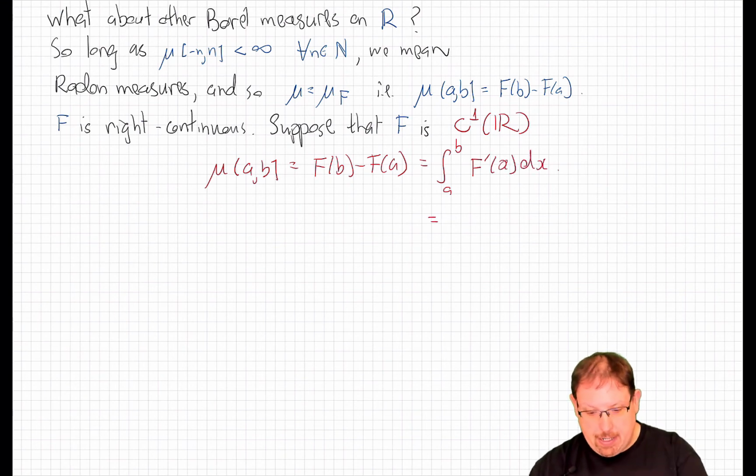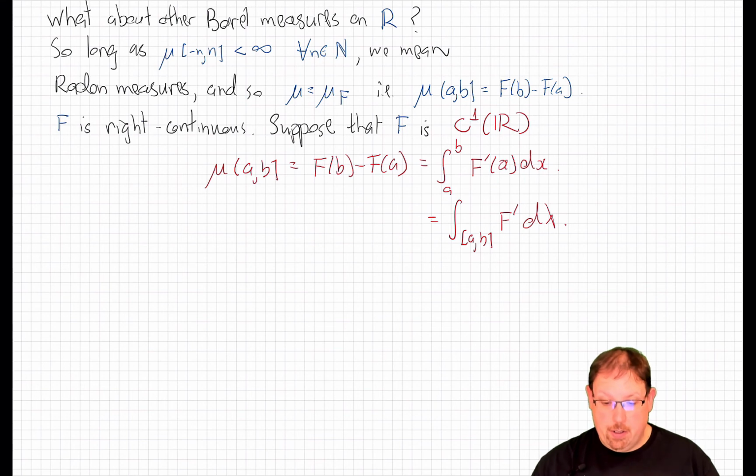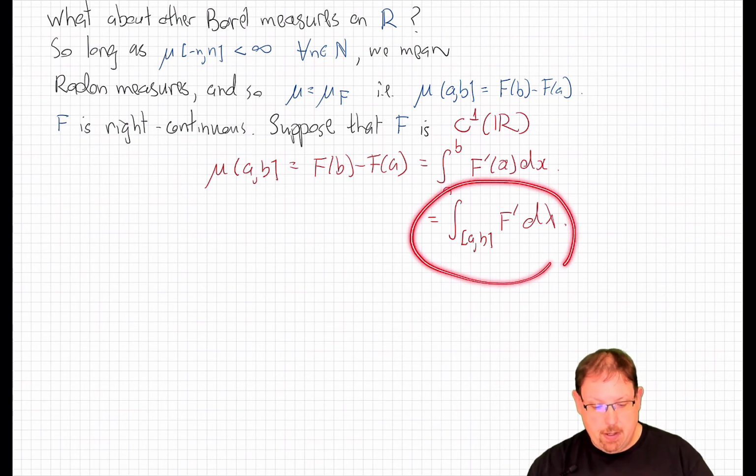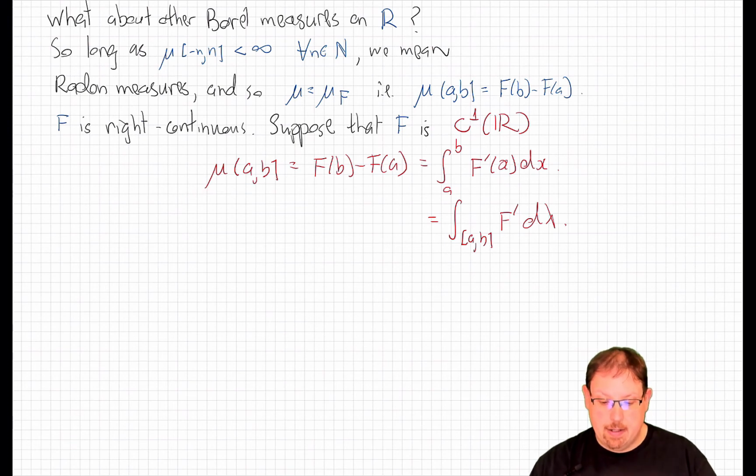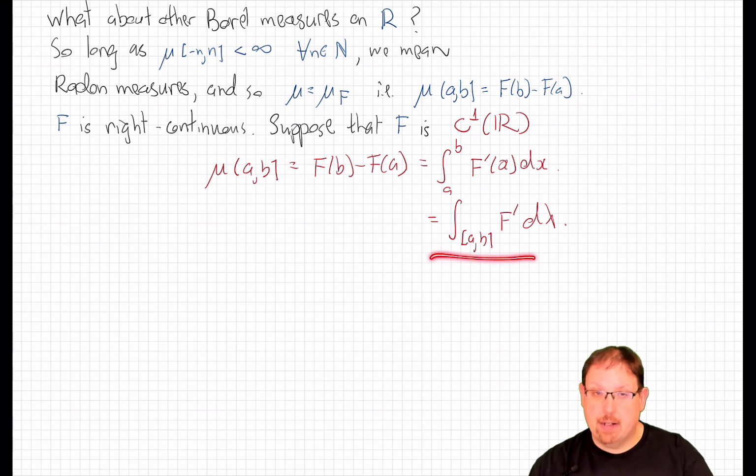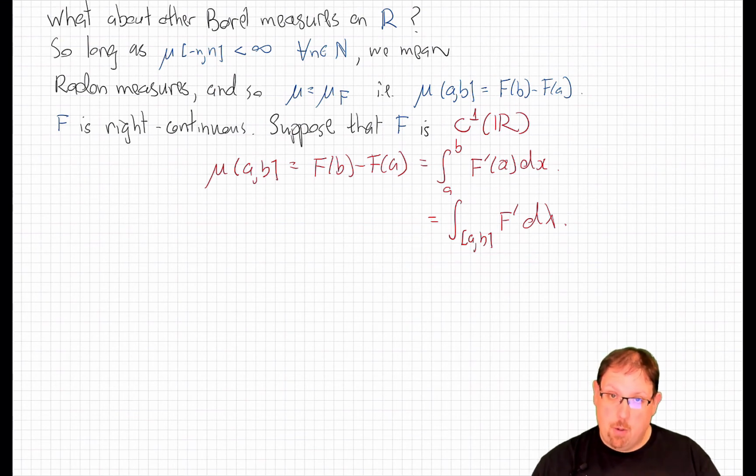Okay, and so I'll write that again explicitly as, alternatively, the integral over the interval from a up to b of f prime d lambda. Now, on your homework, you explored measures that can be written in this form, where the measure of a set is the integral of some function over that set. In that homework problem, we needed to assume, for this to be a measure, that the function you're integrating against is a non-negative measurable function.